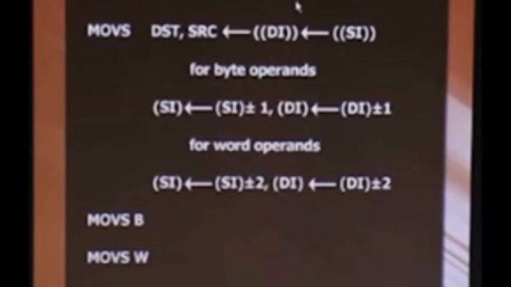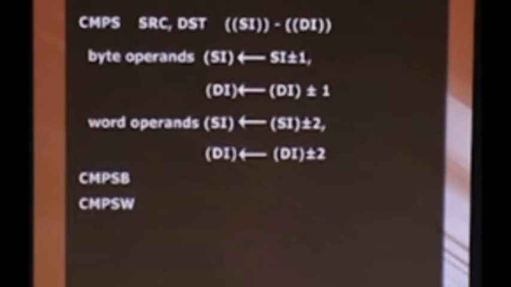Let us see one more instruction. Now we will take up the instruction related to compare. It is CMPS SRC comma DST. That is, this is a comparison instruction. The comparison is done by subtracting the contents of DI from the contents of SI.